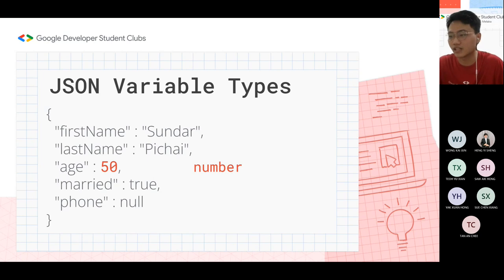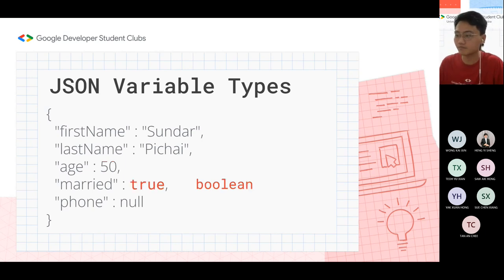And the second one is the age. From here, you can see that when you need to write a variable like a number, an integer, or a long or floating number that contains a decimal point, you don't need to have double quotation. You can just directly put the number that you want to store in your database, and the JSON format will see it as a number.